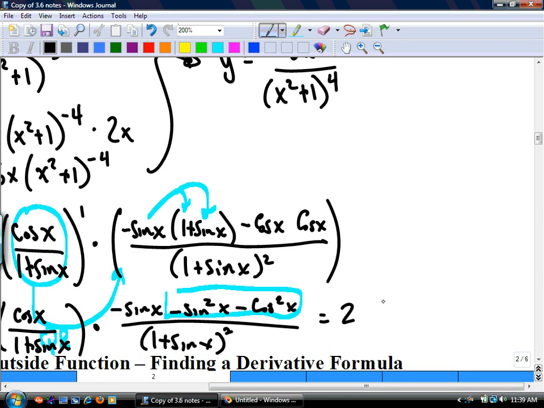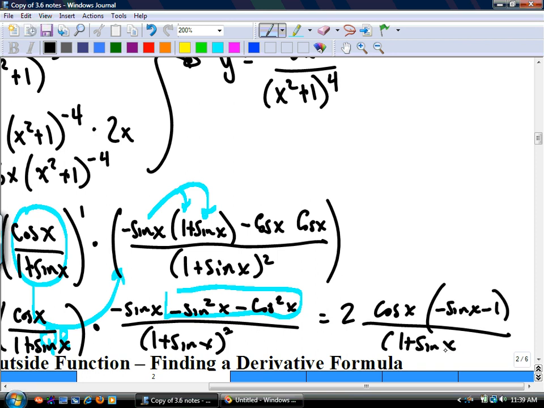2 cos x bracket negative sine x minus 1, all over 1 plus sine x cubed. You okay with where the cube is coming from? There's a 1 plus sine x down here, and there's a 1 plus sine x squared down there, so you can put them all together and call it 1 plus sine x cubed.